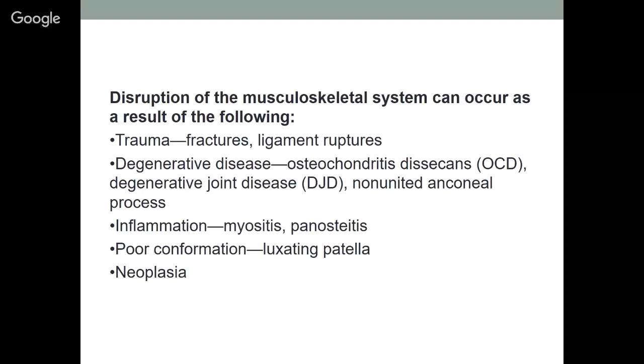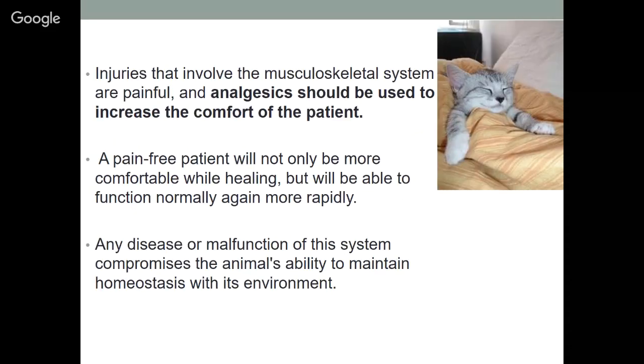So any disruption of the musculoskeletal system can occur as a result of the following. Here are the diseases we're going to talk about. Trauma, fractures, ligament ruptures, luxations, degenerative disease like osteochondritis dissecans or OCD, degenerative joint disease or DJD, and non-united anconeal processes. Just some different things that we'll talk about. Inflammation, myositis, panosteitis, poor conformation, a luxating patella, and of course, cancer.